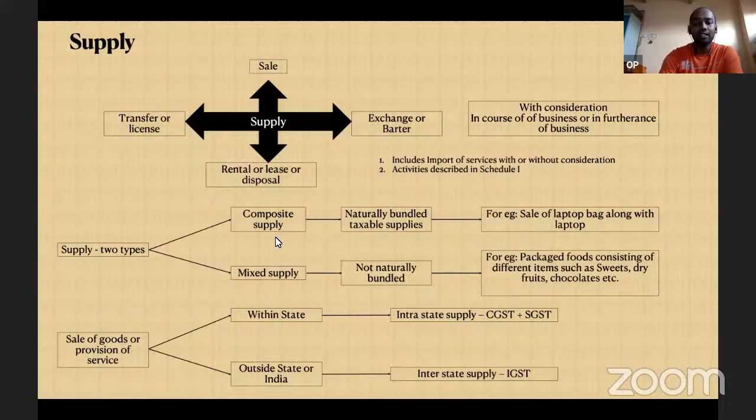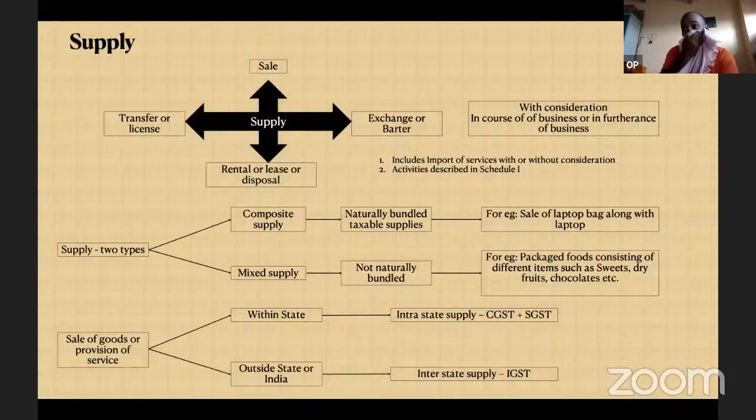One thing is something called composite supply and mixed supply. Now let us understand what composite supply means. Composite supply is a supply which has two or more taxable supplies. Remember, taxable supplies should be there, which are naturally bundled in the course of business. What does naturally bundled mean? It means items being sold in the market coupled with another item. For example, sale of a laptop together with a laptop bag. It is a very prevalent practice in the market.